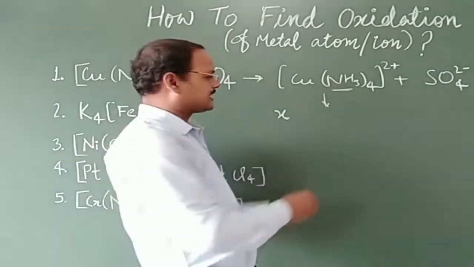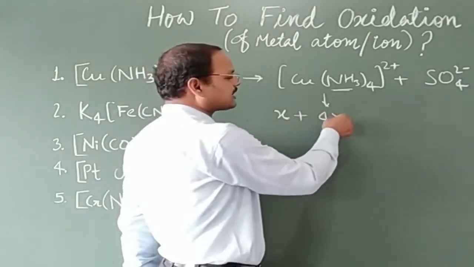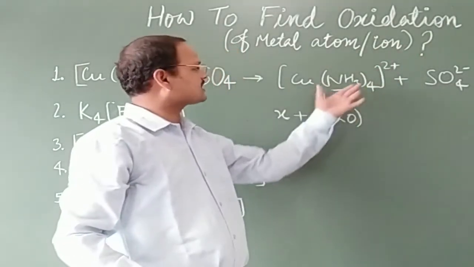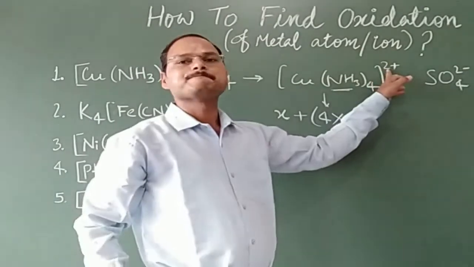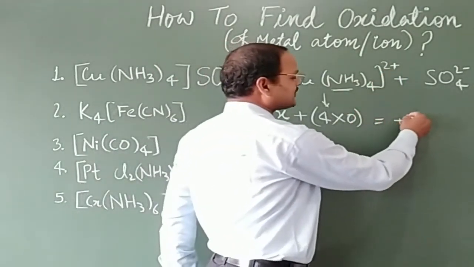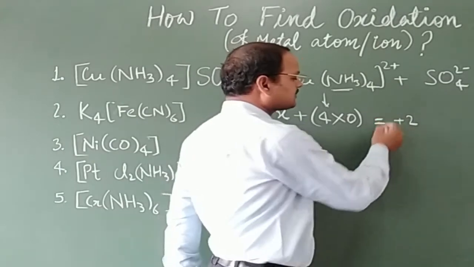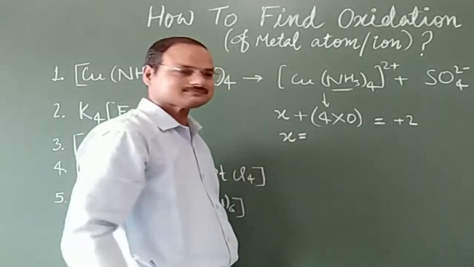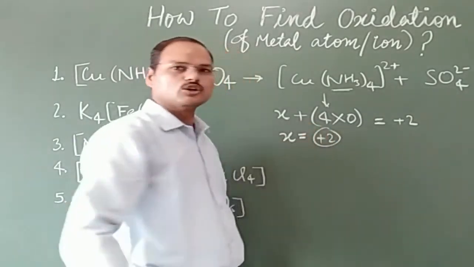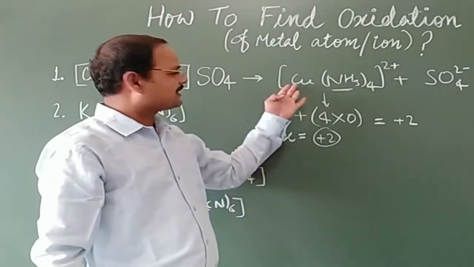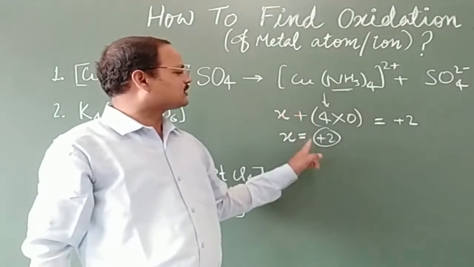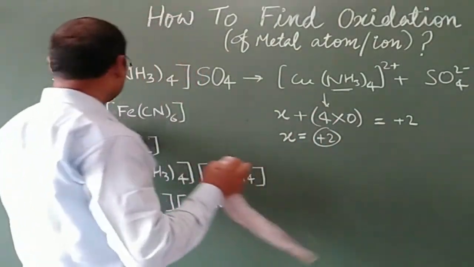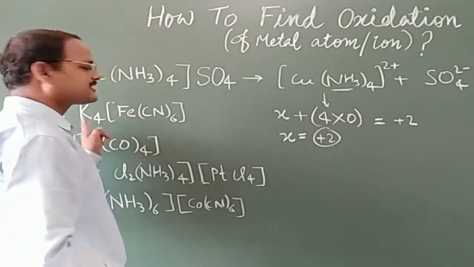Here amine is having 0 charge. How many amines are there? 4, and charge on each is 0. And the overall charge, meaning the sum of the charges of all species, should be equal to +2. We can write here, just after this equal sign, +2. Now solve for X. We will get +2. I hope you understand that copper is present in this compound in the +2 oxidation state. Now come to the next example, for calculating the oxidation state of iron in this compound.